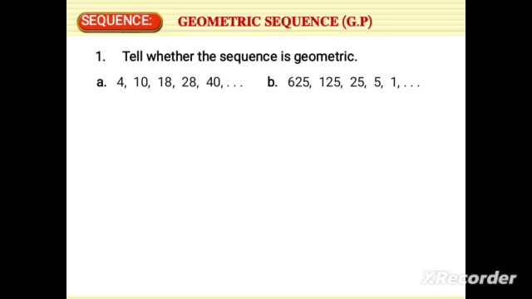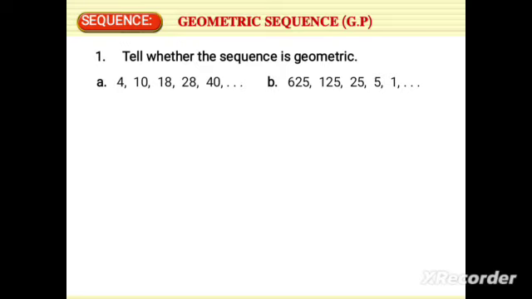A geometric progression or geometric sequence is a sequence with a common ratio, and the ratio of any term to the previous term must be constant. And therefore, we also have the nth term of this sequence, and the nth term includes the first term and the common ratio, which in this lesson we are going to see how it is derived.